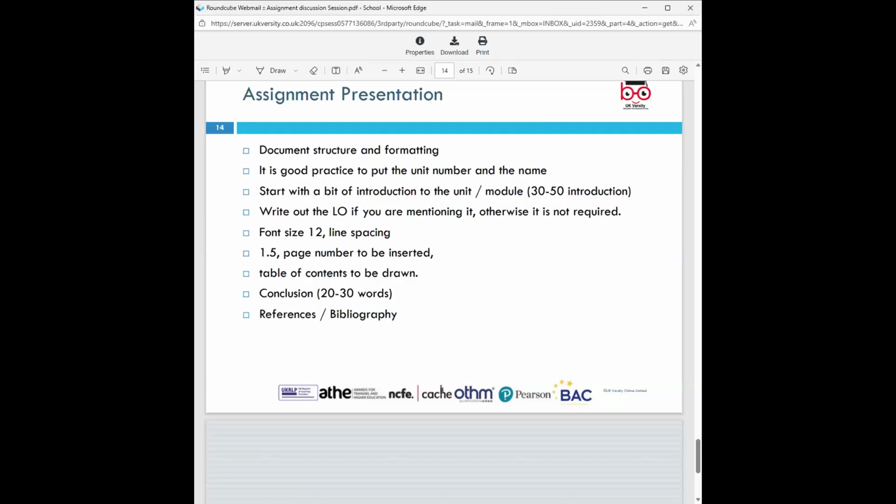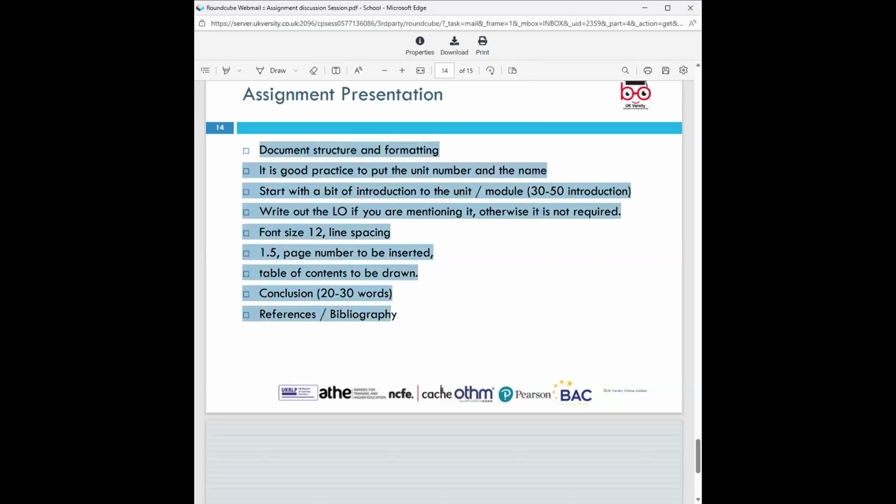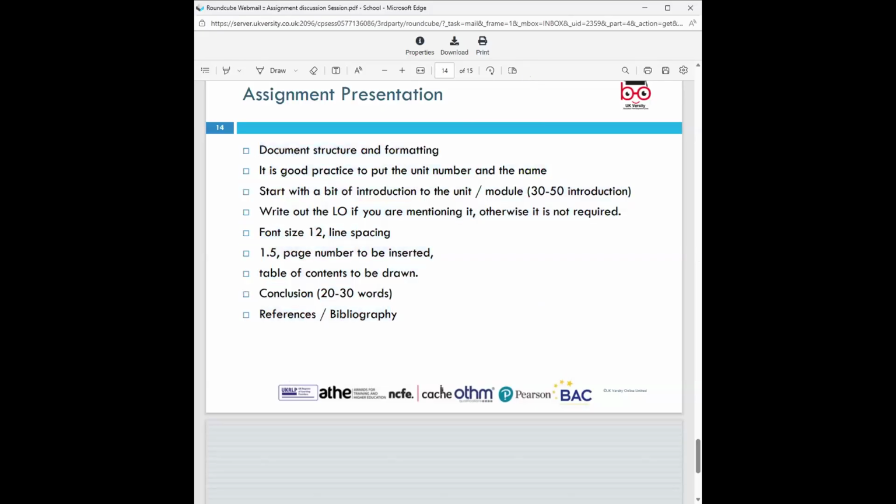Bullet points. Okay. You're on level 5, yes. It has to be detailed. Okay, this is bullet points. Can you see this? This is all bullet points. Your assignment shouldn't be in bullet points like this.